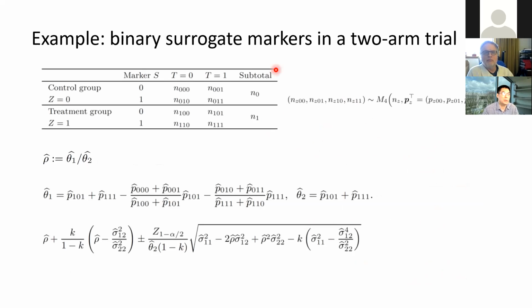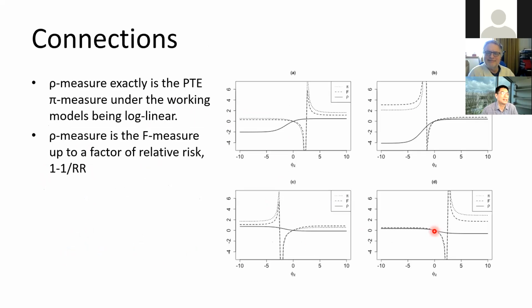So here is an example for binary surrogate markers in a 2-arm trial. We have control arm and treatment arm marker distributions for clinical endpoints, and we look at subtotals. If we assume multinomial distributions, then the rho measure is just the difference as a numerator over the absolute risk in the intervention arm as a denominator, and we can estimate it. We can estimate the confidence intervals. It's a long form, but it's doable.